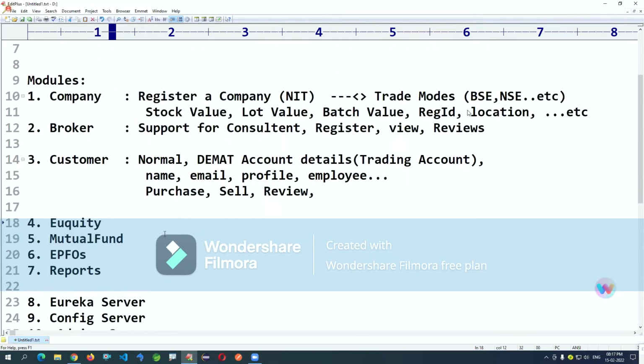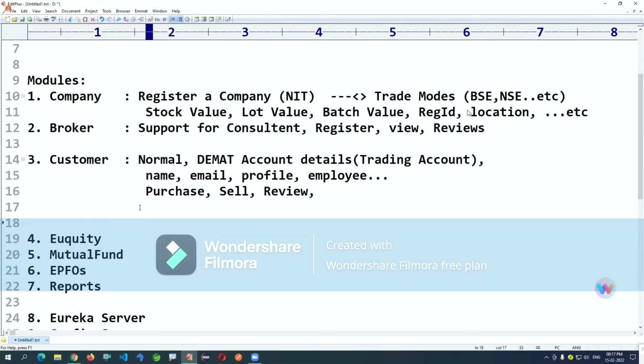These are the different types of funding modes. Equity is one type, then mutual funds, EPFO. Recently this concept has come, that's why I'm adding it. You can see.